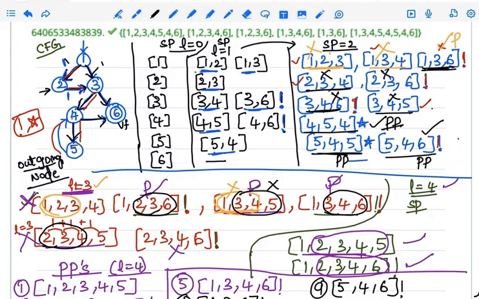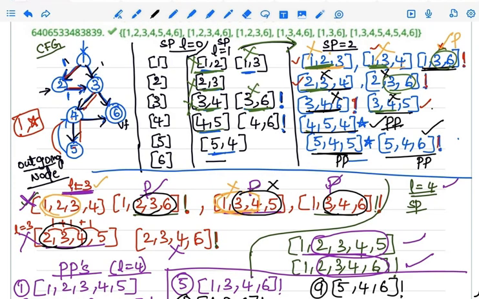Simple paths of length equal to 1, we are checking in length equal to 2. 1, 2 is here, right? Length equal to 2, it's not a prime path. 1, 3 is also here, right? It's not a prime path. 2, 3 is here, right? It's not a prime path. 3, 4 is here, right? It's not a prime path. 3, 6 is here, right? Here also it's not a prime path. 4, 5.